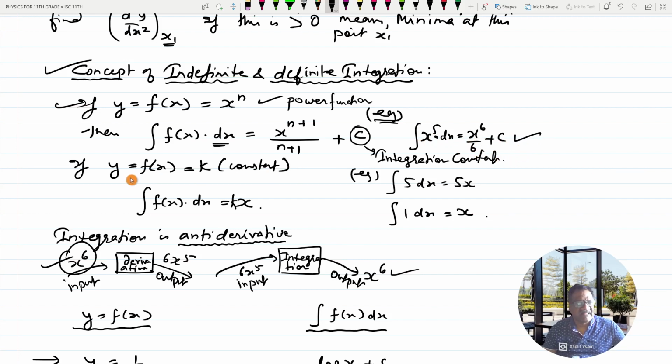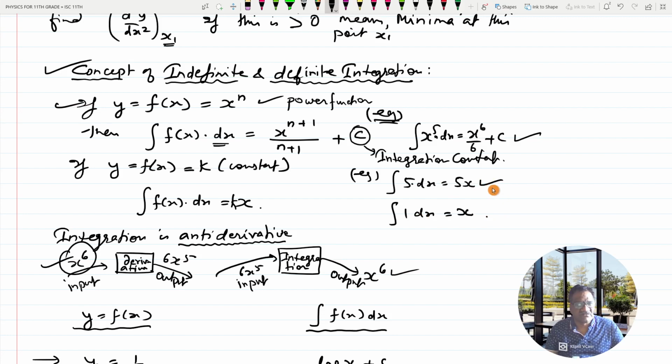Okay. Then suppose you have y is equal to f of x equal to k, some constant k. Then the integration of that function will be equal to kx. For example, suppose you want to find the integration of 5. 5 is a constant with respect to x. So 5 into dx. The answer will be 5 into k, that is 5x. Same way, integration of 1 with respect to x will be equal to x. Okay. So these are the examples of integration.